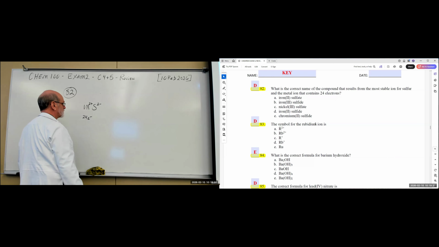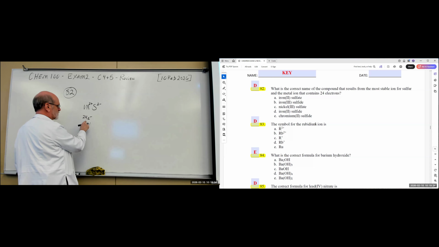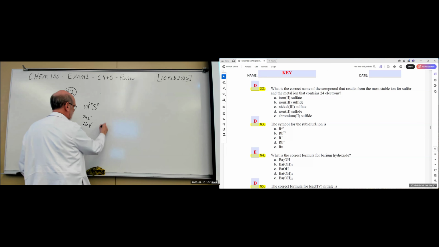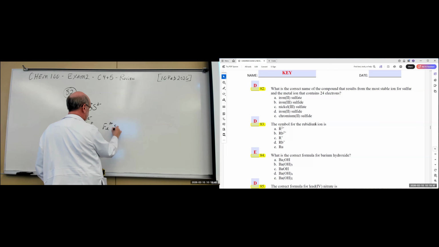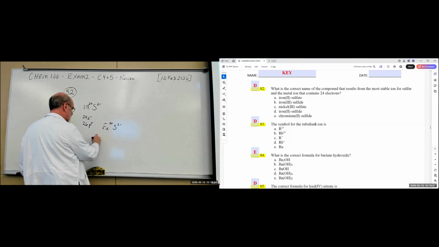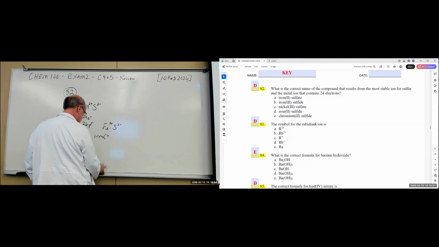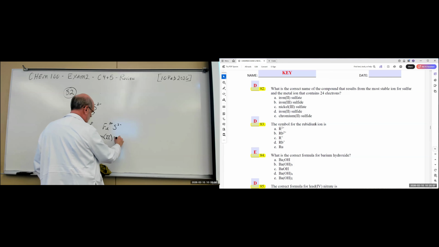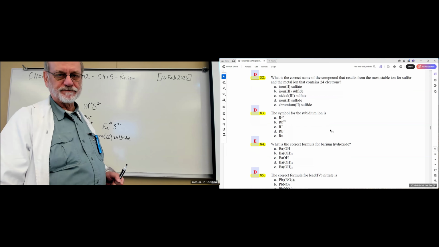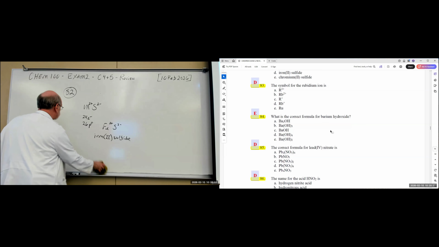So if that's a 2+ charge, then how many protons do you have? You have 2 more than you do electrons. So 26 protons is iron. Iron with a 2+ and sulfur with a 2-. Right? So name the compound. Iron(II) sulfide. That's D. 83.